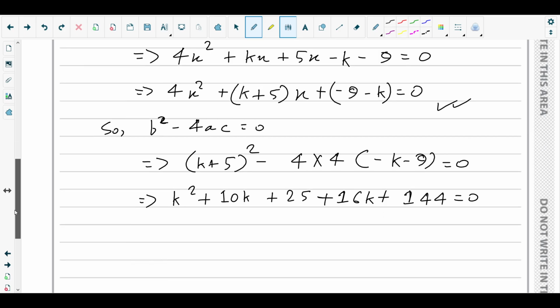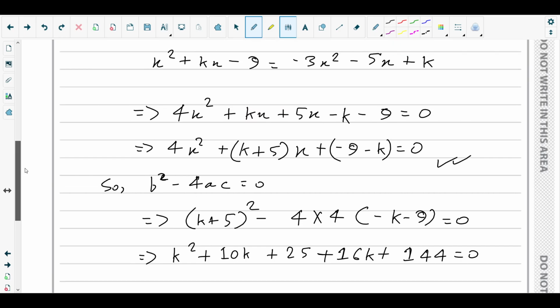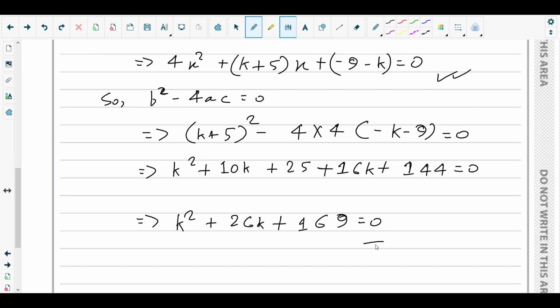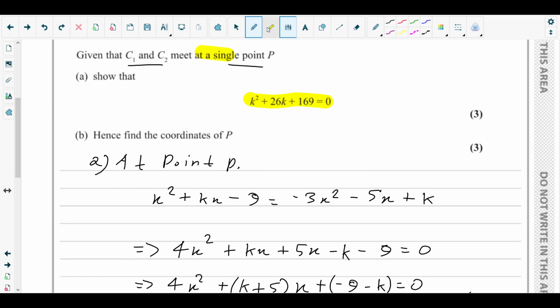Plus 144 equals to what? 0. Okay. Now simplify this equation. What you will get? k squared plus 10k plus 16k, that would be plus 26k, and then plus 25 plus 144, that is nothing but 169. Okay, 169 equals to 0. And this is the required equation, right? So this is exactly what they have asked for. Done.